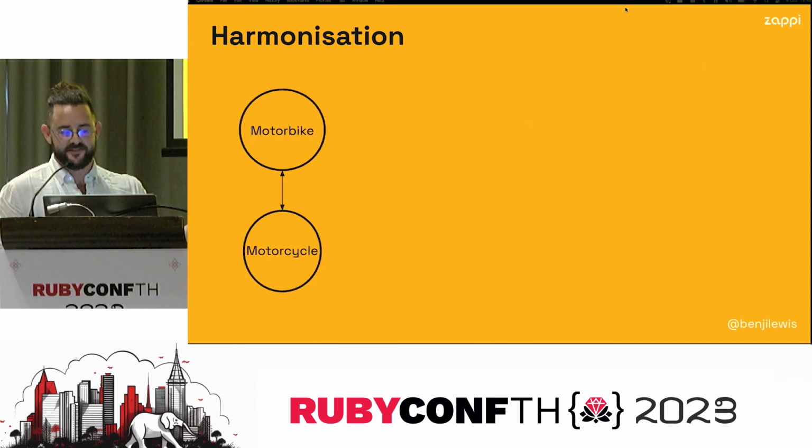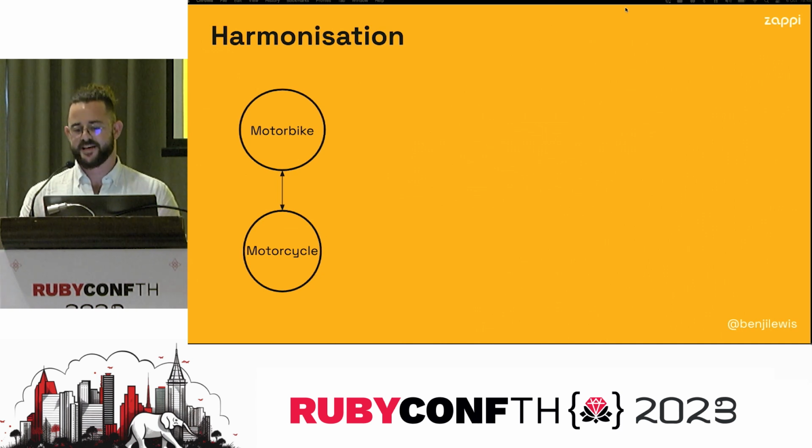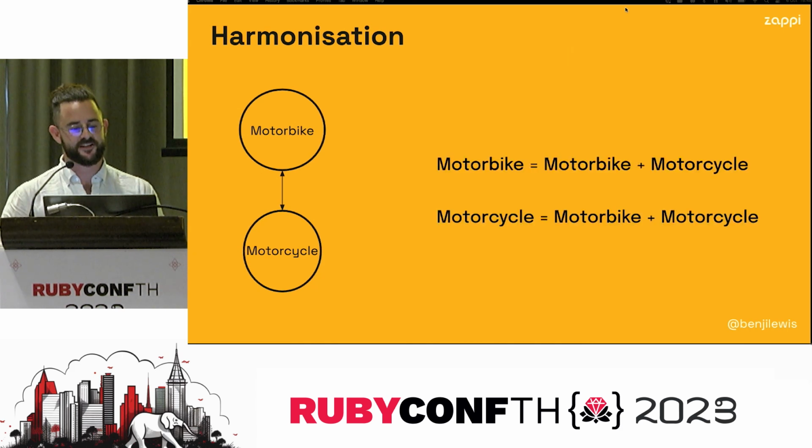So that applies to other types of harmonization, like metadata harmonization. So consider something like this, where we've got the motorbike and the motorcycle categories. We want them to be the same, so we can put these arrows in, and they are the same going forward.